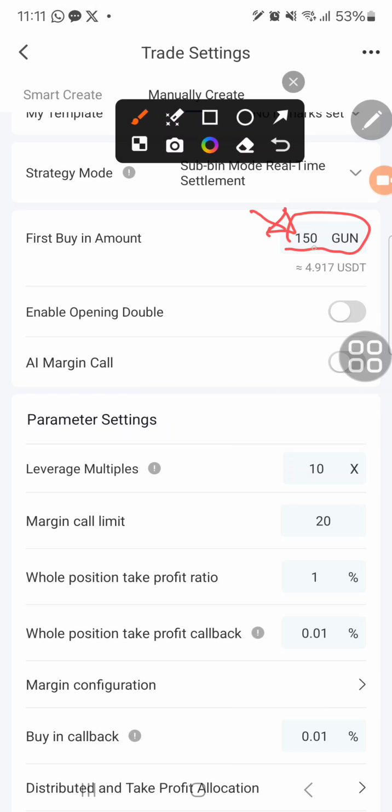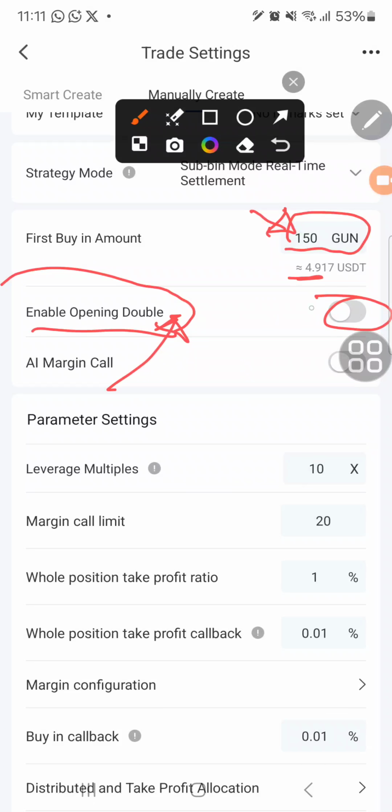Now they're telling you, for you to first trade GAN, you will need $4. You need $4. So enable opening double. This one, don't open it, because when you open this and enable it, you are going to double the first buying amount for each subsequent buy you're going to make. Are we together with that?